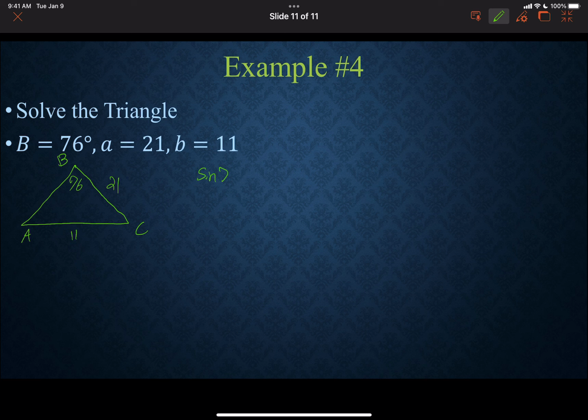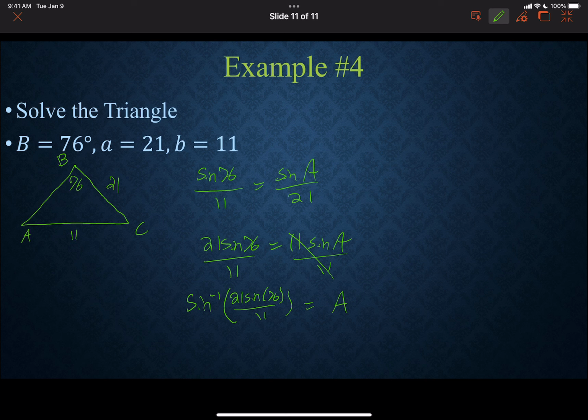We're going to do sine of 76 over 11 equals sine of A over 21. 21 sine 76 equals 11 sine A. Divided by the 11, and then do the sine inverse. And you're going to see when you do your sine inverse, 21 sine of 76 over 11, it's going to give you an error message. Again, don't always assume the error message automatically means it's no solution and it's not actually a triangle. Verify you typed everything in correctly. You didn't drop a parenthesis or anything like that. Just make sure it's all typed out the proper way.